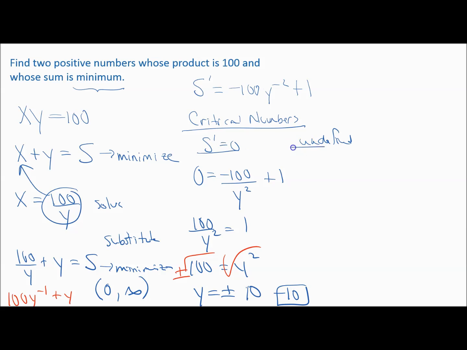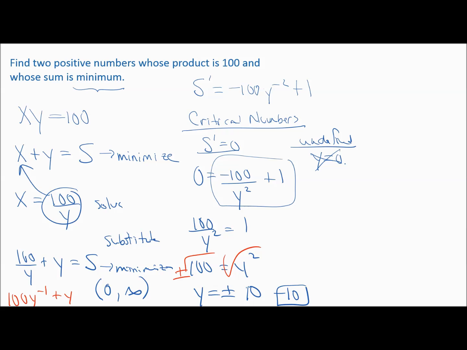The next situation I got to consider is, where is this derivative undefined? Now we know, and we can look at it right here if you'd rather, that y cannot be 0 in this particular situation, but that was not on our list in the first place. Our original function was not defined at 0, so I don't really have to consider y equals 0. My only critical number is 10.